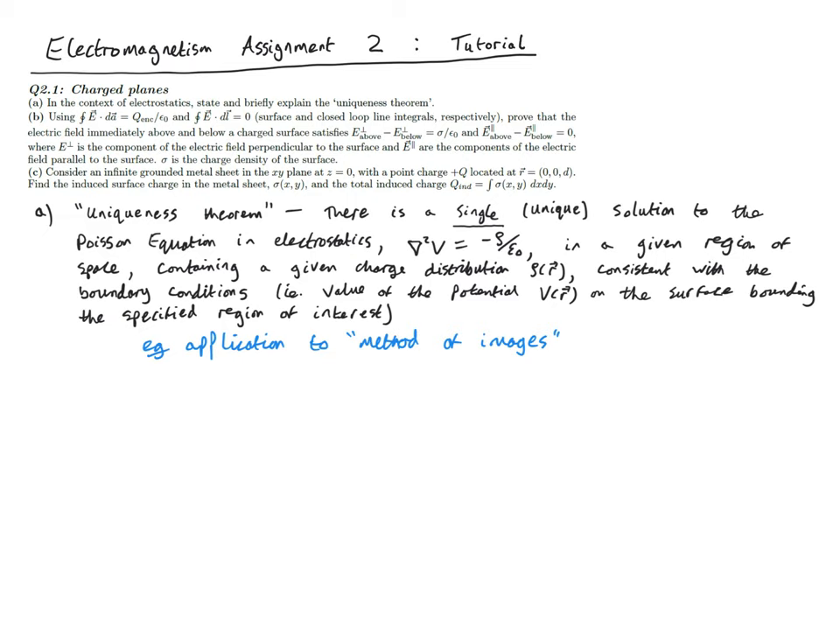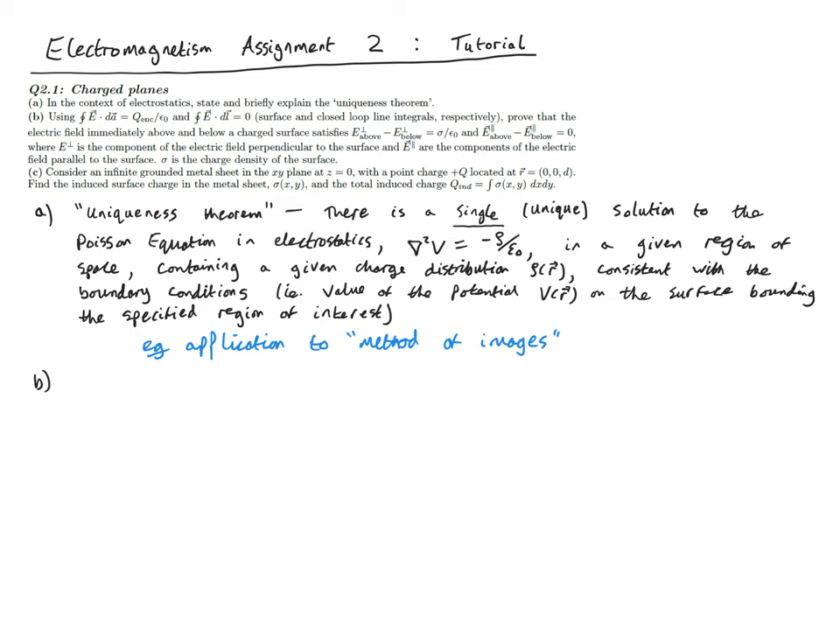and there, for example, we can replace a complex charge distribution in a conductor with simple image charges. As long as the boundary conditions are satisfied, then we can replace the physical system by a simpler system to obtain the correct solution. Okay, so we're only asked for a brief discussion, so that will suffice. Okay, let's look at part B.